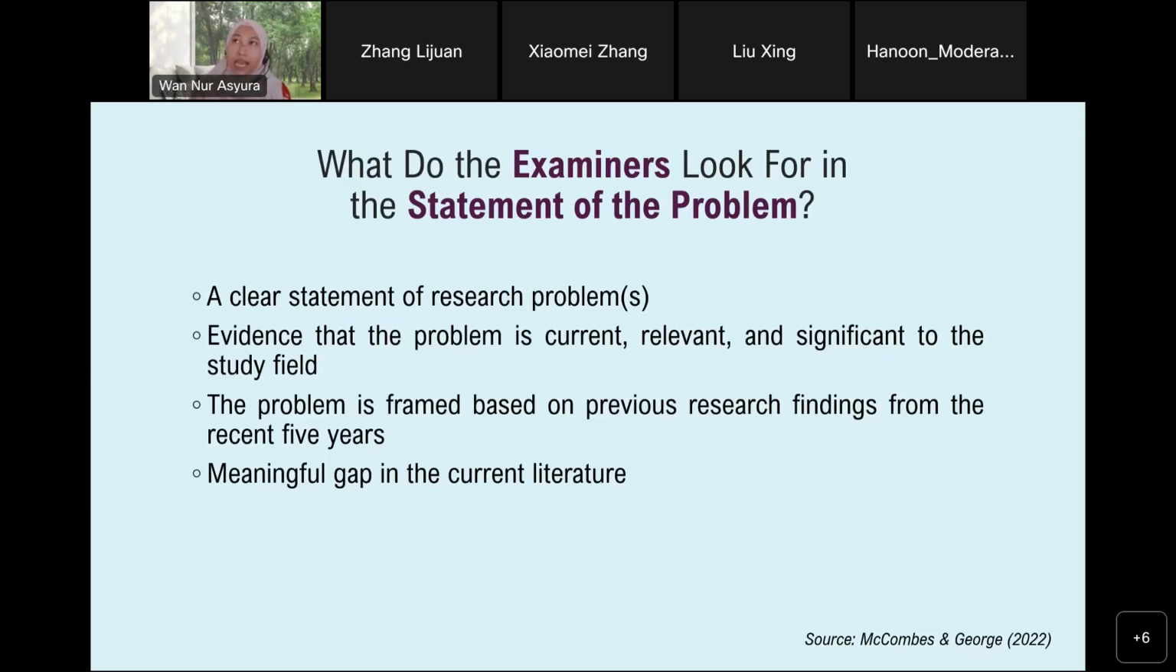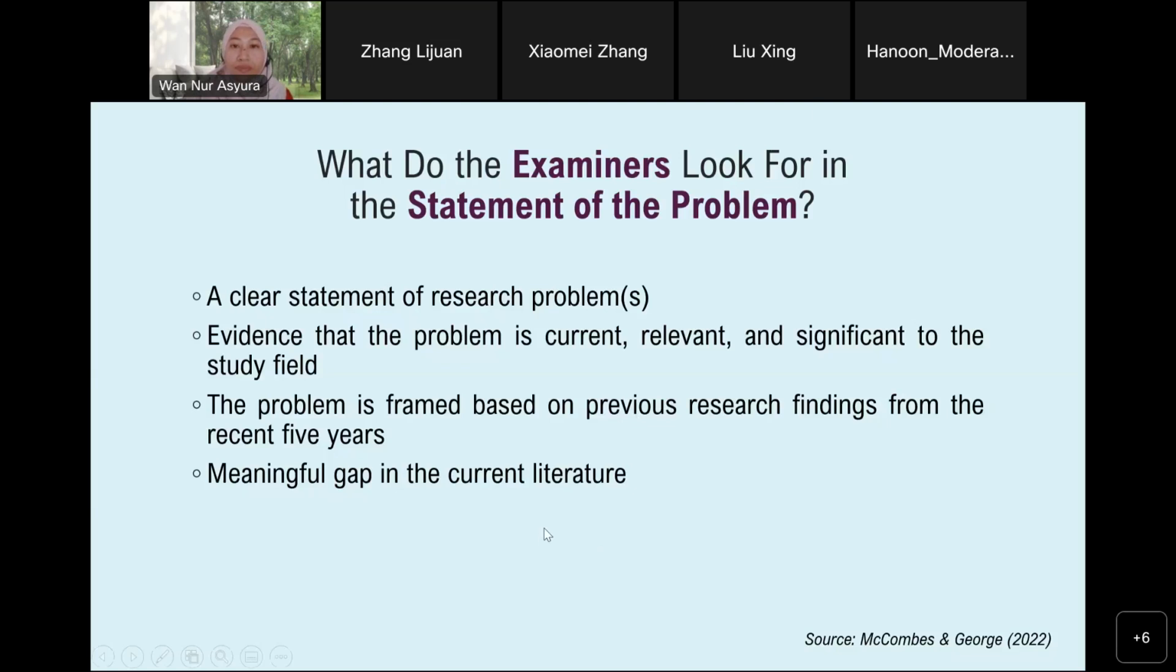And usually in the last paragraph of the statement of the problem section in your thesis or proposal, I will look for a meaningful gap in the current literature, not just a concise one, because you will have to repeat it again in your chapter 2. So these are the things that examiners usually look for when we read your statement of the problem section in your thesis or proposal.